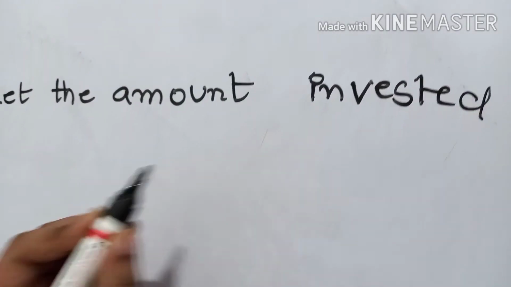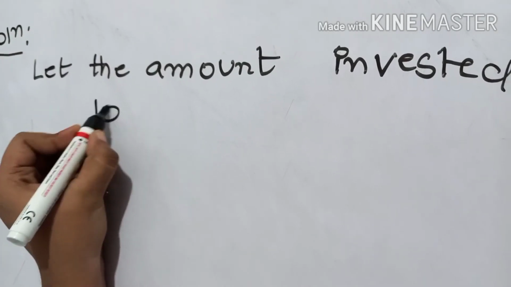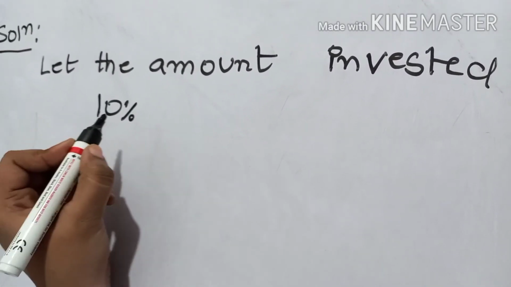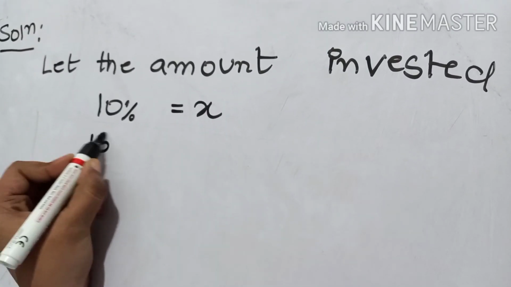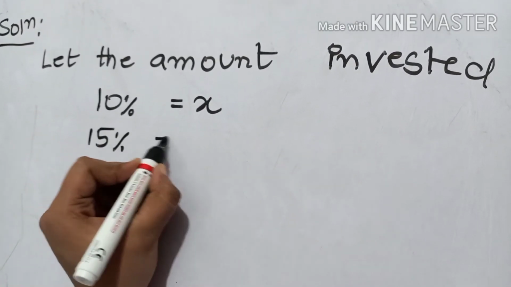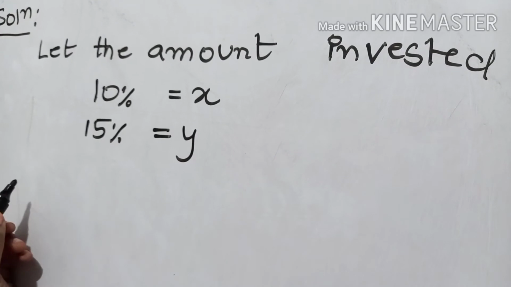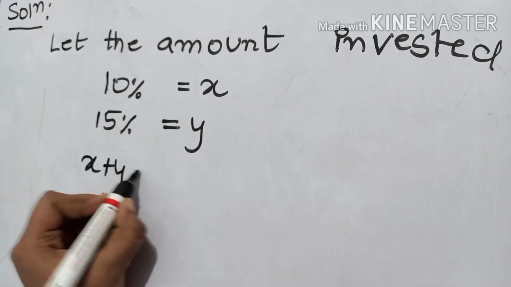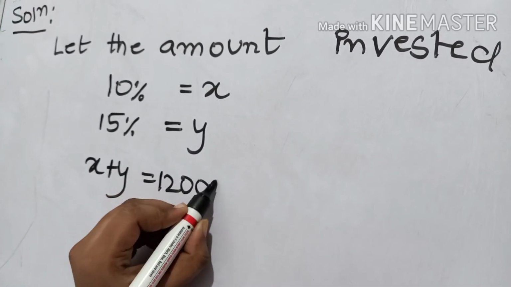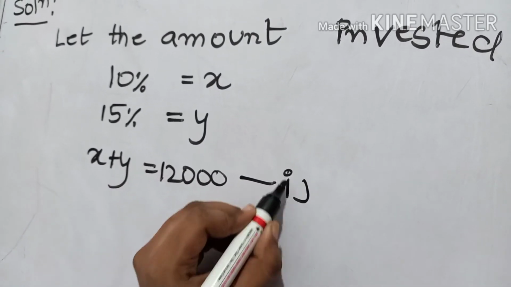They have given two cases. When it is invested at 10%, let us assume it as x, and when it is invested at 15%, let us assume it as y. So the total amount invested is 12,000 rupees. So x plus y is 12,000. Let us assume it as the first equation.